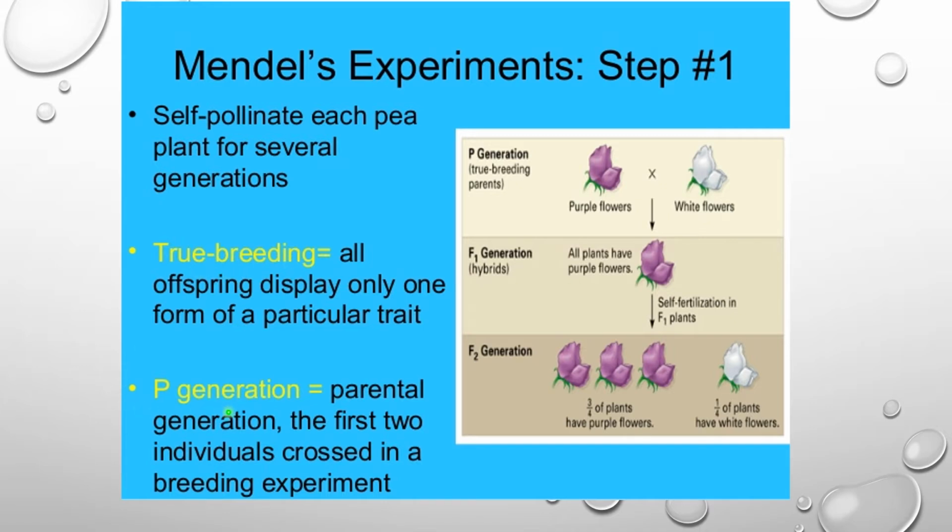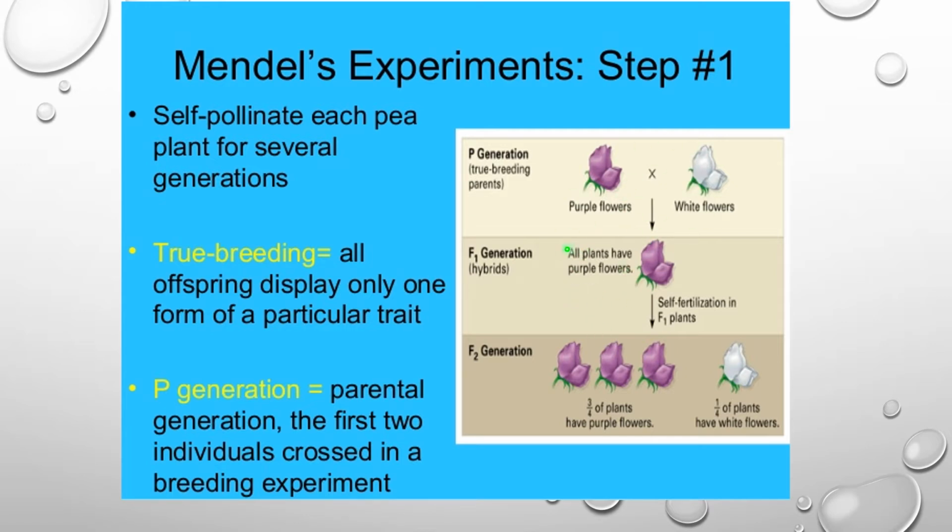What is the P generation? Parental generation. The first two individuals crossed in a breeding experiment are called the P generation. So when this purple and white flower were crossed, all the plants had purple flowers. These were pure lines, even when crossed five times. So they were the true breeding parents, or pure lines, and this was the first step to obtain the pure lines.